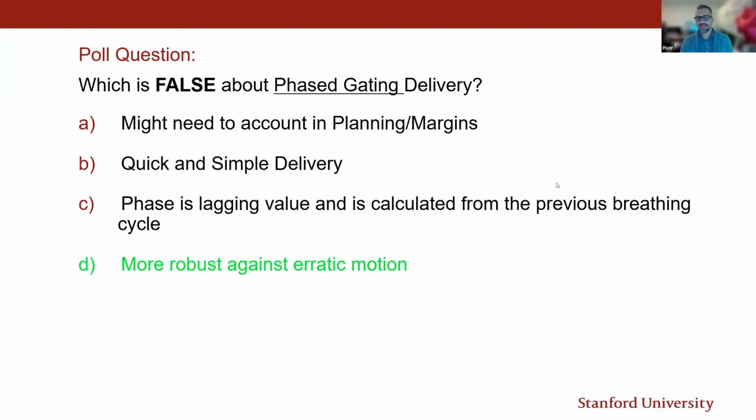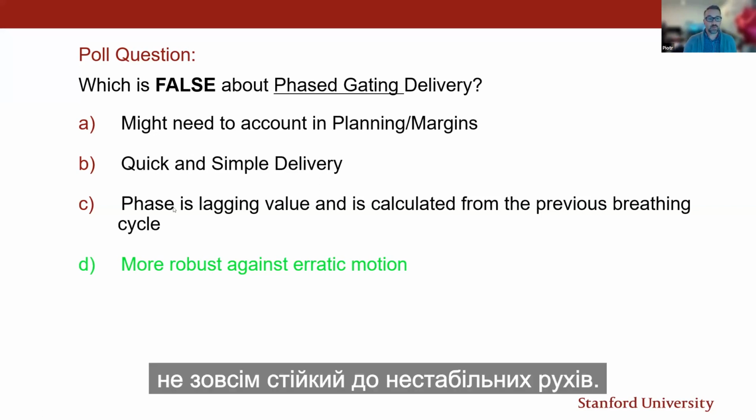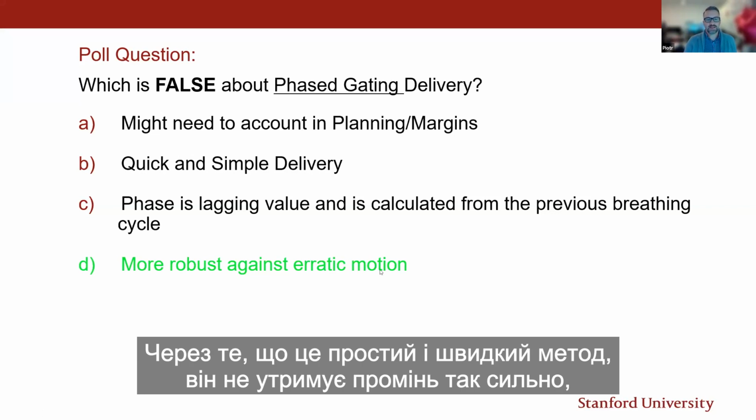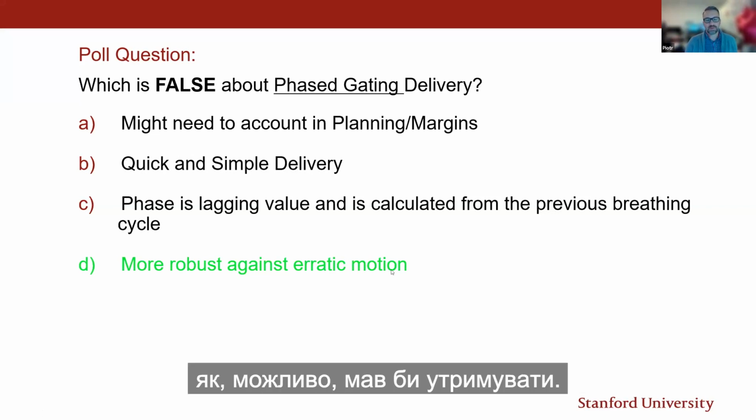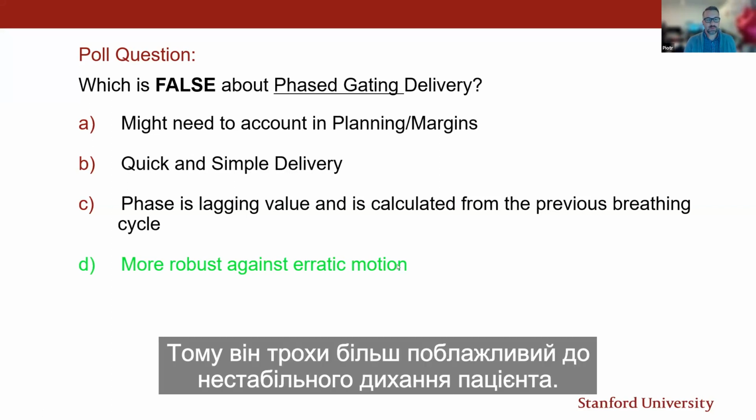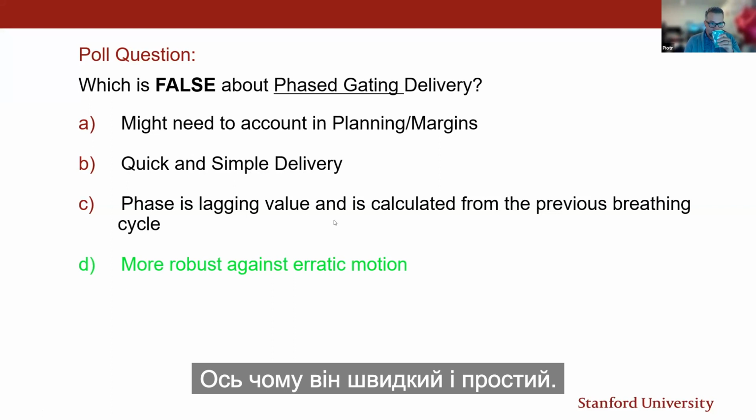D. Yeah, very good. So phase-based gating is the quicker and the simpler of the two delivery methods, at least for Varian Linacs. But it is not quite robust against erratic motion. Because it's simple and quick, it doesn't really hold the beam as much as it probably should. So it's a little bit more forgiving of erratic patient breathing. So that's why it's quick and simple.